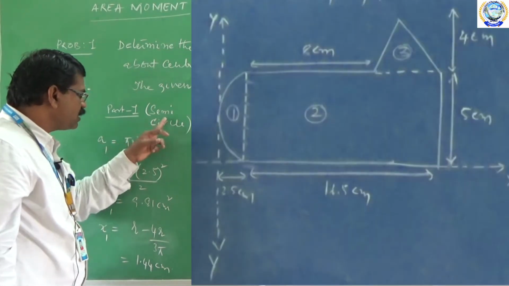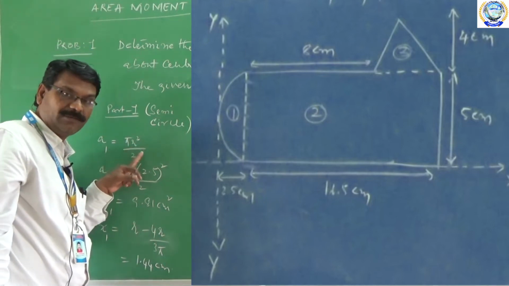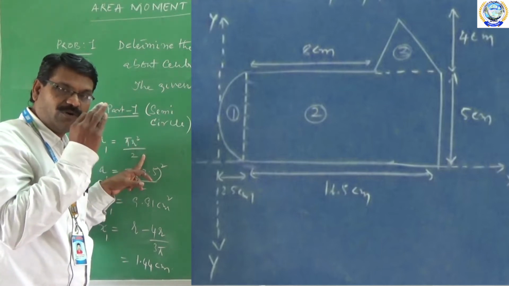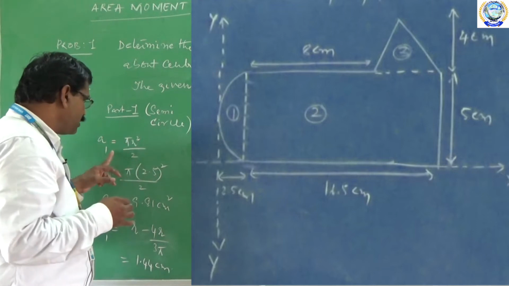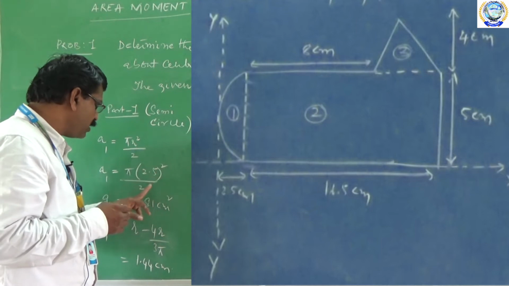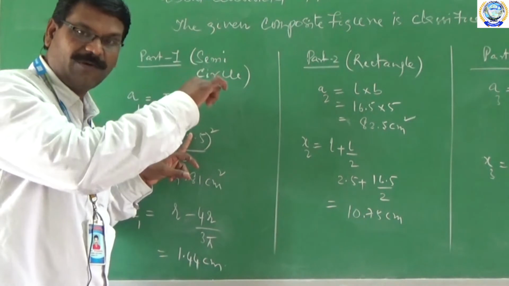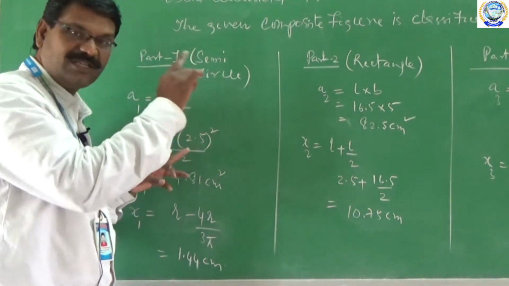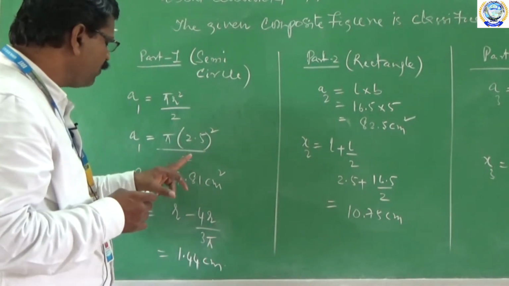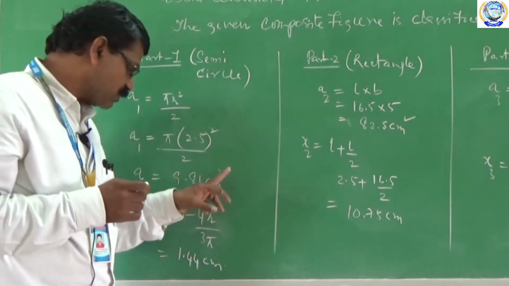The area of the semicircle is denoted by A1, and we have a stipulated formula: pi r square by 2. We know that the area of a circle is pi r square, and to find the area of a semicircle, A1 is equal to pi r square by 2. That implies A1 is equal to pi into 2.5 whole square by 2. This 2.5 is the radius given in the problem, considered as the radius of the semicircle. After simplifying, as pi is 3.14, we get A1 is equal to 9.81 centimeter square.